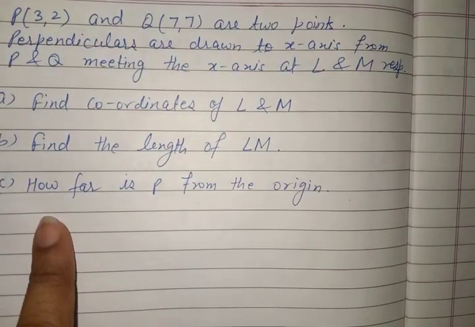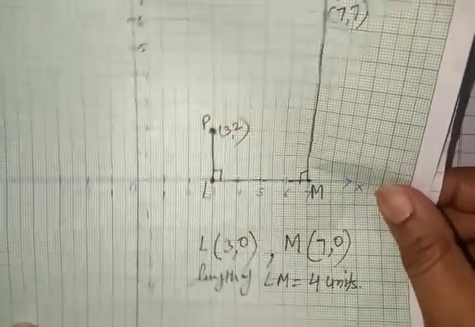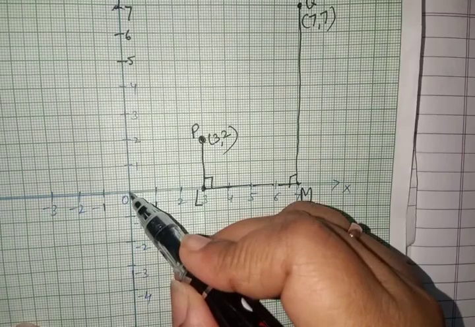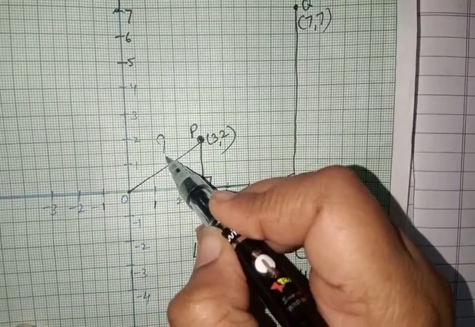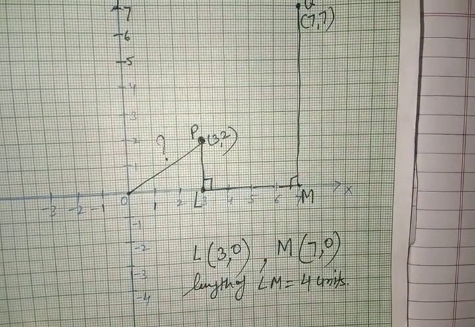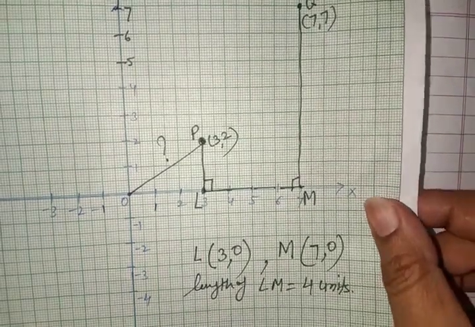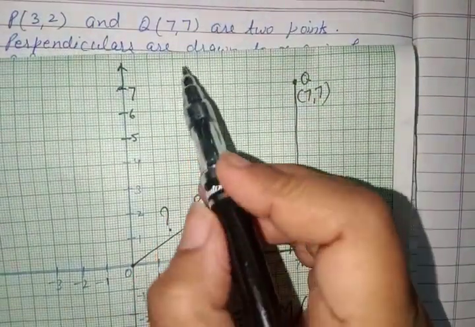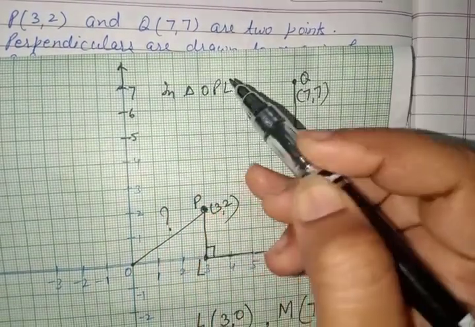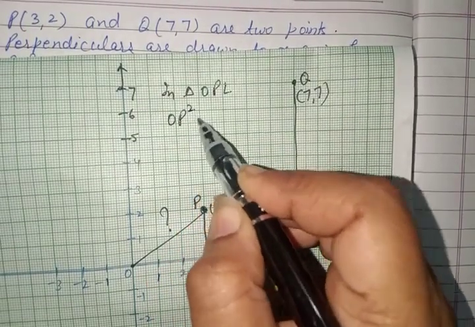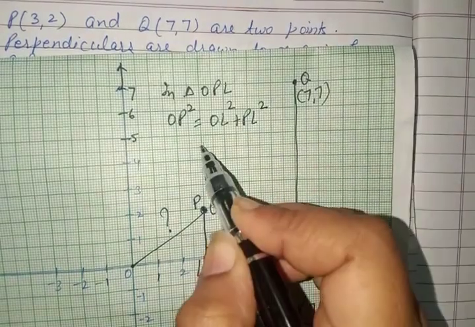Next part is how far is P from origin. How far P is from origin. We will join this. This is origin, all of you know. We will join it with P and this distance we need to find. So by Pythagoras theorem, because this is perpendicular, 90 degree, we will write in triangle OPL. According to Pythagoras theorem, OP square is equal to OL square plus PL square.